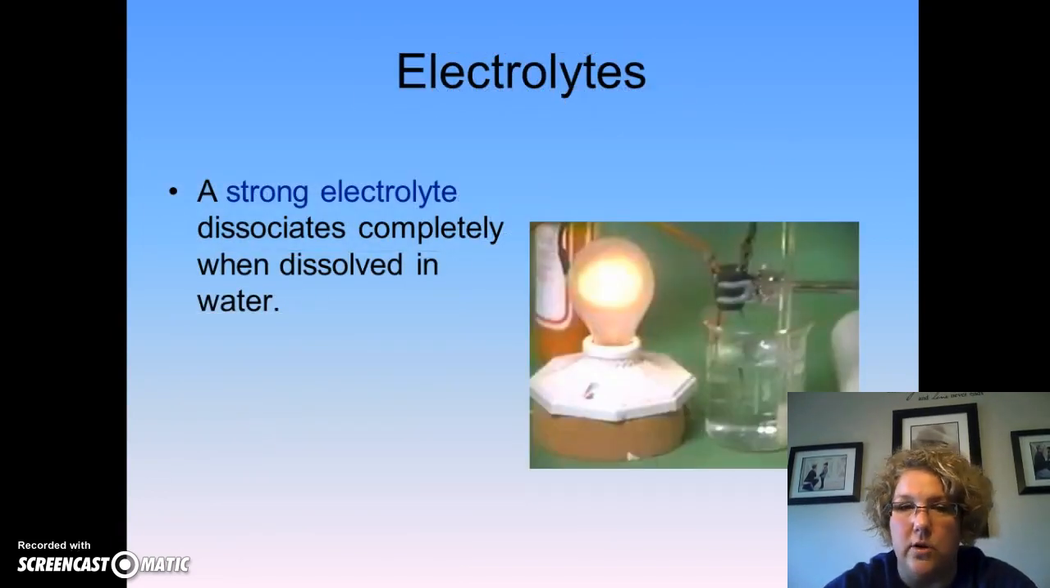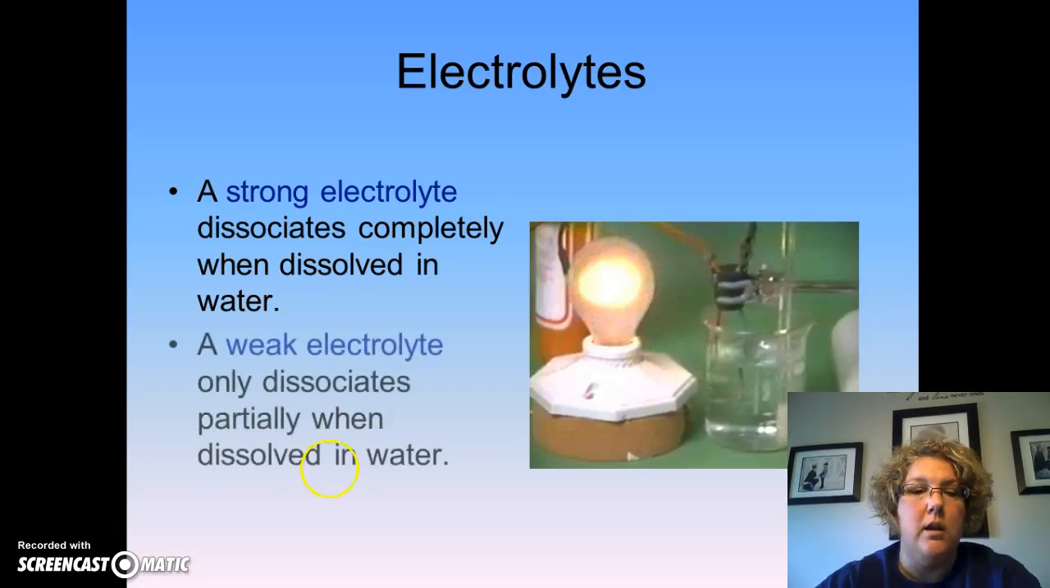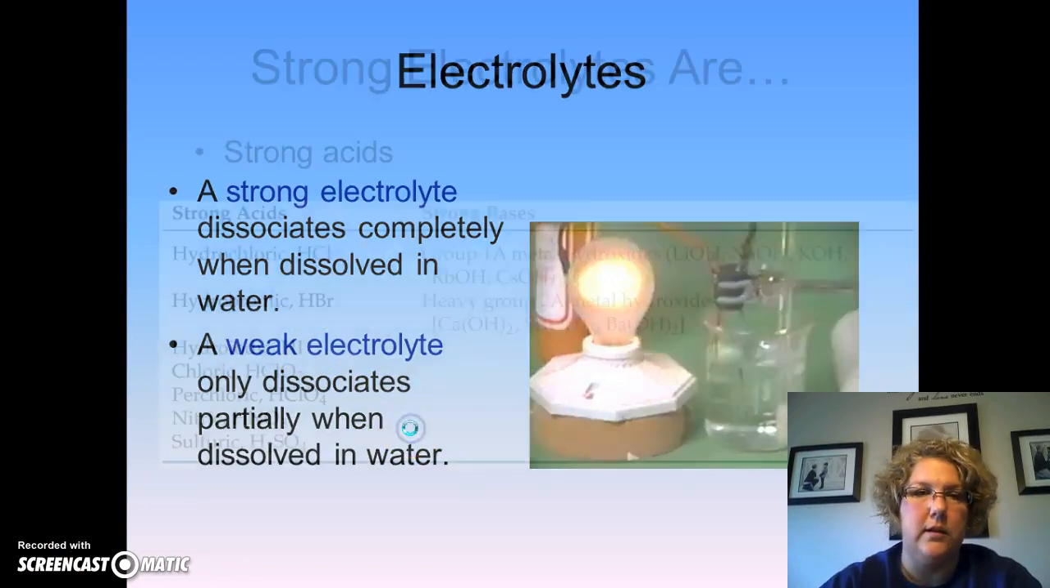Alright, so here it is again. A strong electrolyte dissociates completely when dissolved in water. The strong electrolytes are going to include anything ionic that's soluble and your 7 strong acids. Now, your weak electrolytes, they only partially dissociate in water. So they're only going to conduct electricity a little bit. Those are your weak base, NH4OH, ammonium hydroxide, and any acid besides your 7 strong ones are going to be weak acids, weak electrolytes.